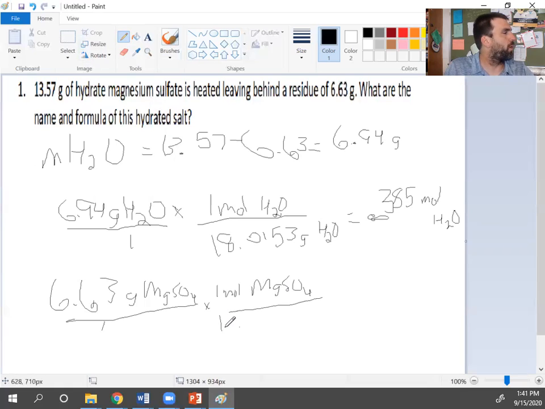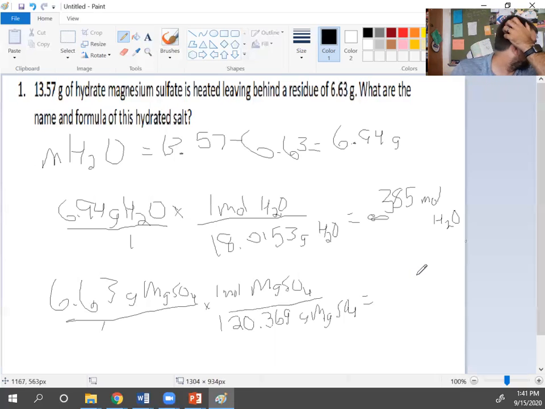Let's try this one. There we go. 120.369 grams MgSO4. And what's that equal? Maybe a small number, like 0.05. One more significant figure. 0.0551 mole.